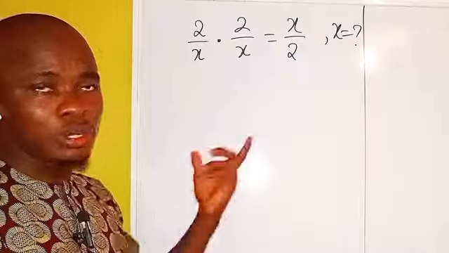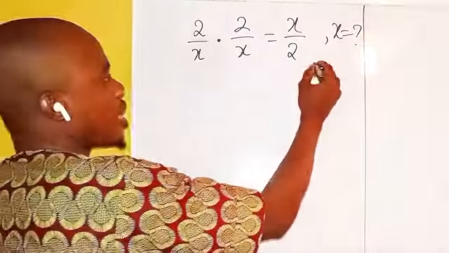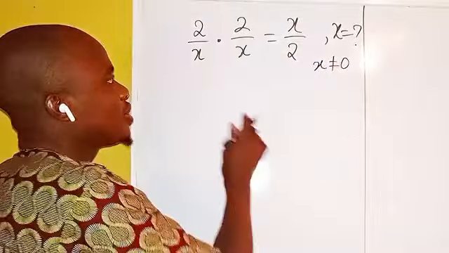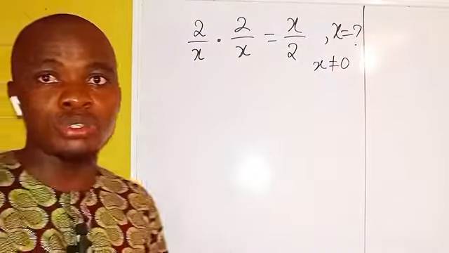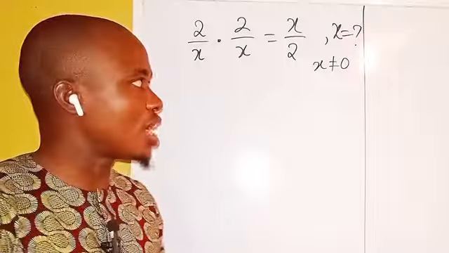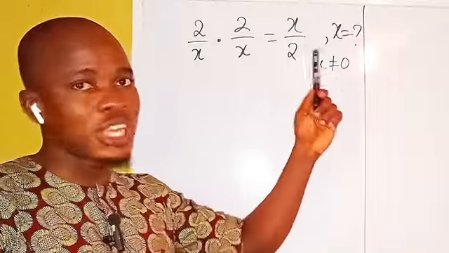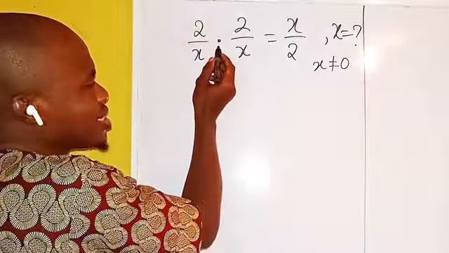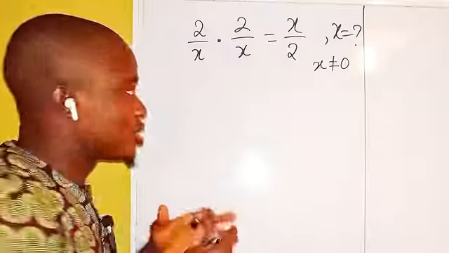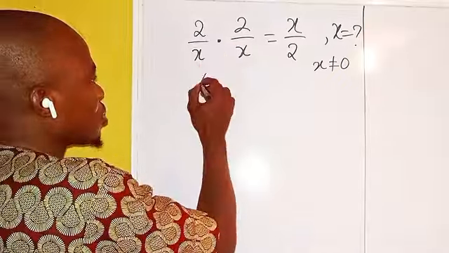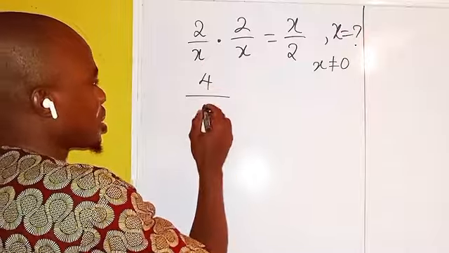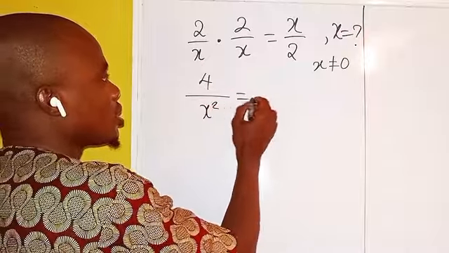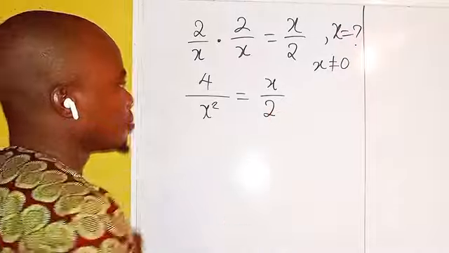Now, by merely looking at this, our x cannot be 0. If x equals 0 here, everything will be undefined, right? So therefore, the value of x we must get cannot be 0. So now from here, what are we going to do? Since this is multiplication, we are going to multiply the two together. 2 times 2 we're going to have 4. x times x will give us x squared, then equals x over 2.